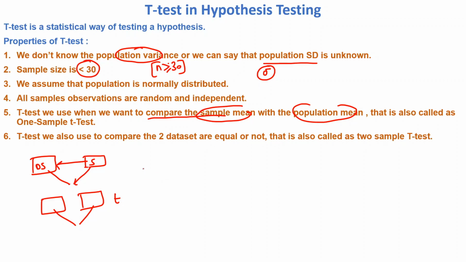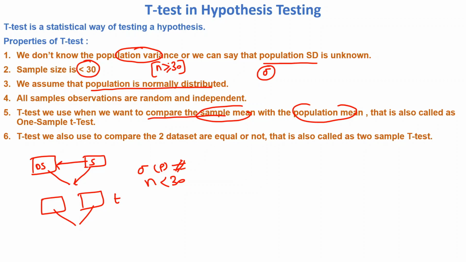And the condition would be that the standard deviation of the population should not be given, and the second condition is that n is less than 30, and we assume that the population is normally distributed and all the sample observations are random and independent. It means the z-test and t-test are similar. If you want to understand the z-test, you can follow my z-test video. After that you can come back to the t-test, and you will get some more details.